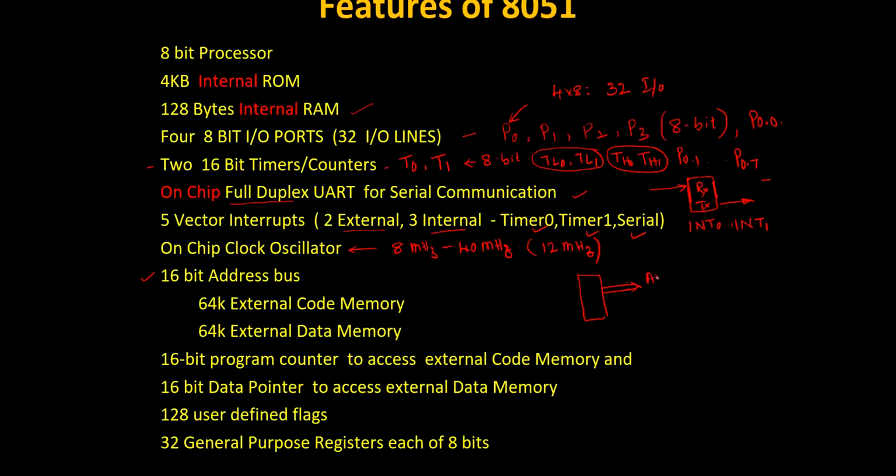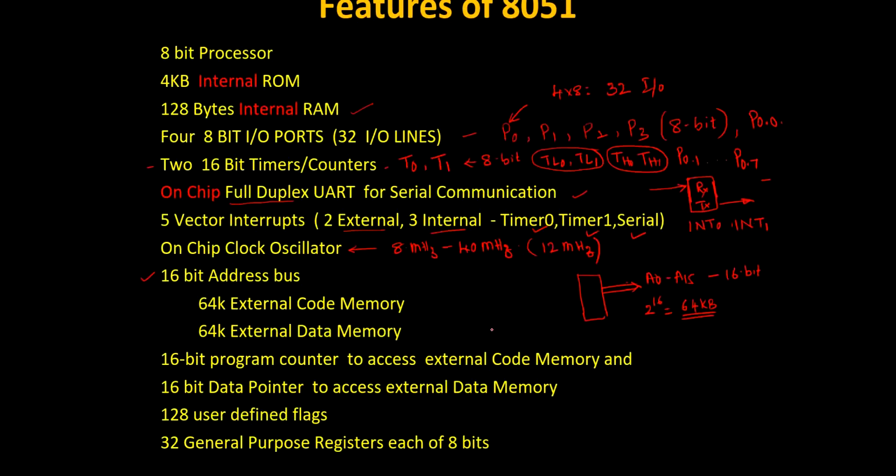So let me take only the address lines A0 to A15. So totally we have a 16-bit address line, so that it is 2 power 16. Totally it is 64 KB of external memory we can connect to the 8051.